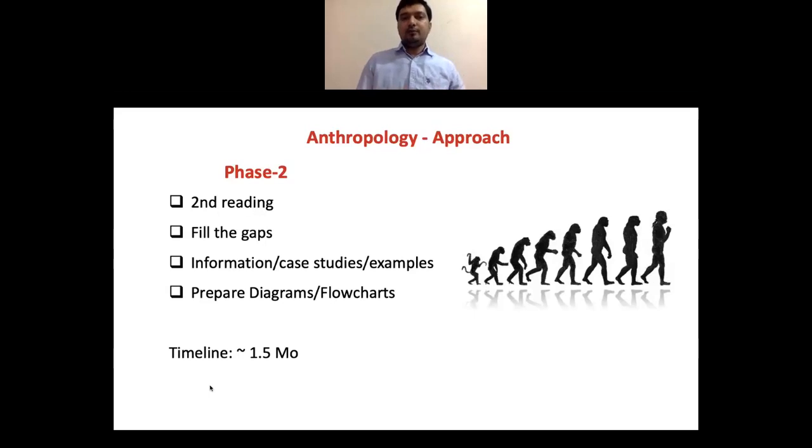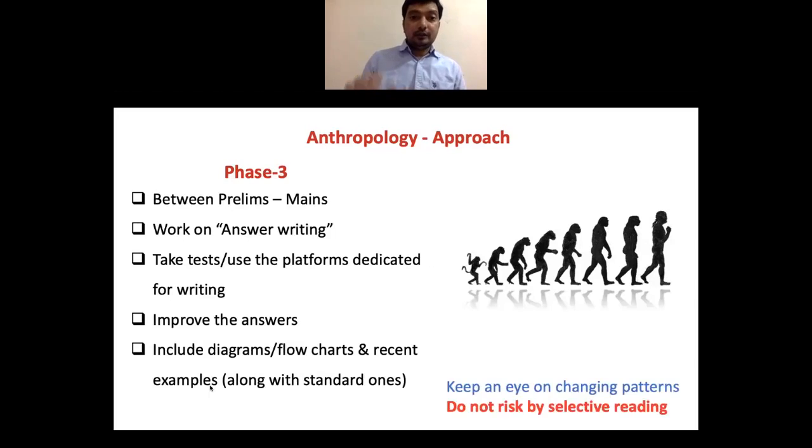So by now you might have finished collecting data, filling the gaps and adding the right diagrams, flowcharts, examples and case studies. Now the next phase is the most important phase, which some students tend to ignore. Okay, so what is that phase? In this phase, we have to practice writing. We have to work on presenting the information. This is the biggest aspect of it.